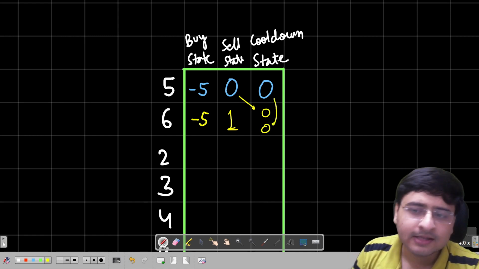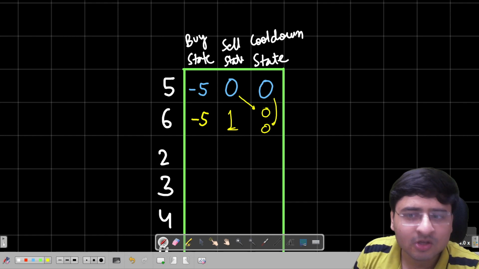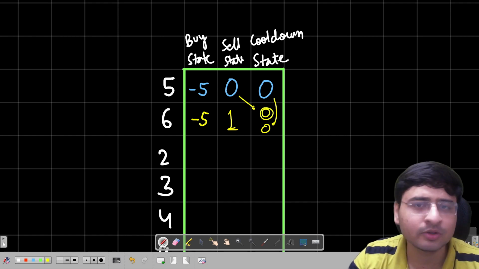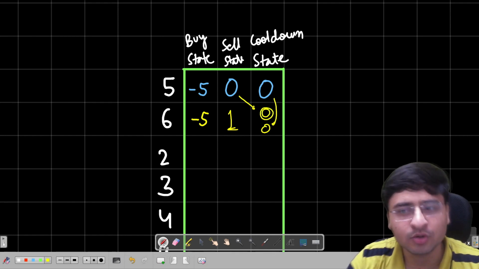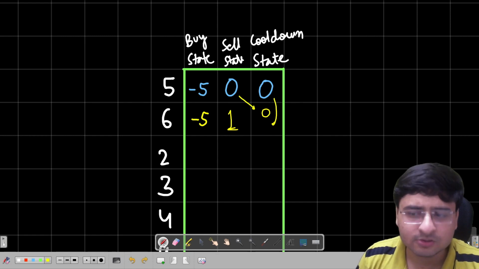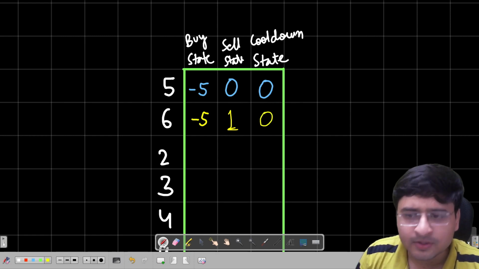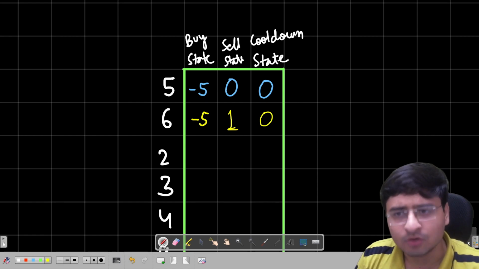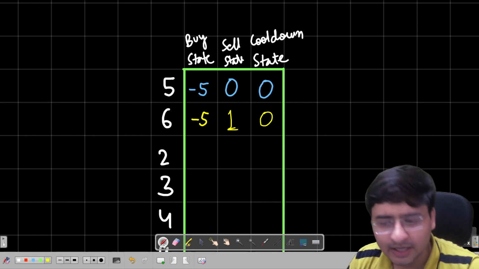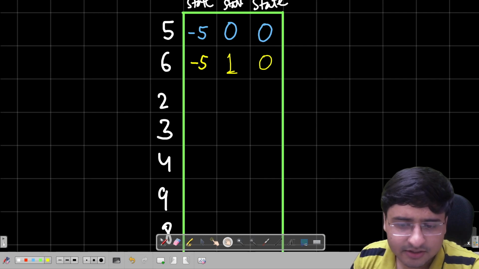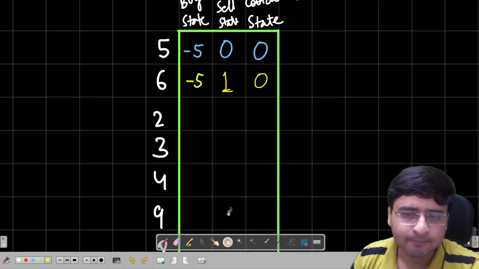Now notice one thing: in cooldown, no plus or minus is happening, because in the cooldown state you are doing no transaction. Neither are you buying nor are you selling, you're just staying what you are. 0, 0, the best is 0 only. So you are going to consider 0 only. This will not make sense right now, but let's move forward a little bit and it will, I promise you. By the time we reach here, it will make a lot of sense, correct?